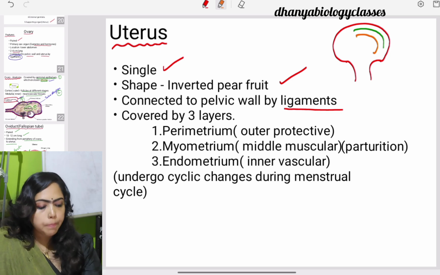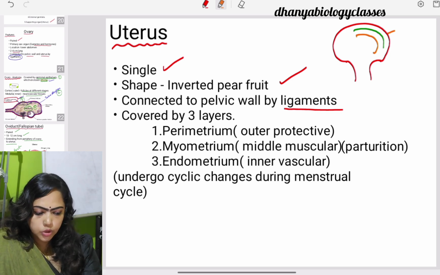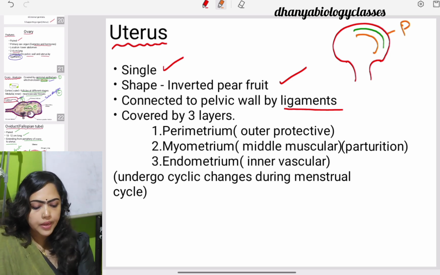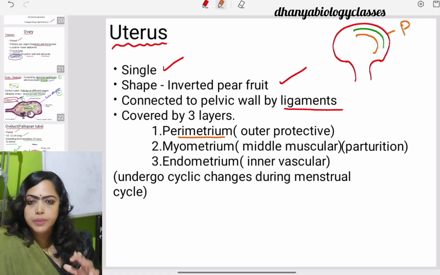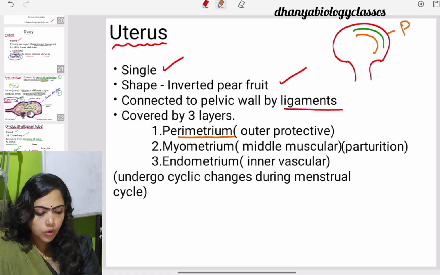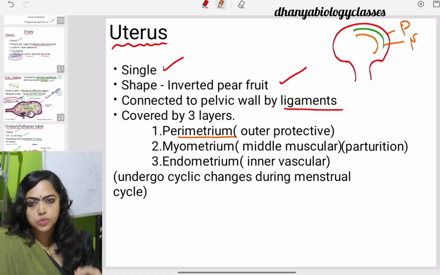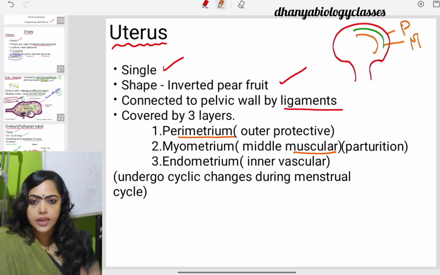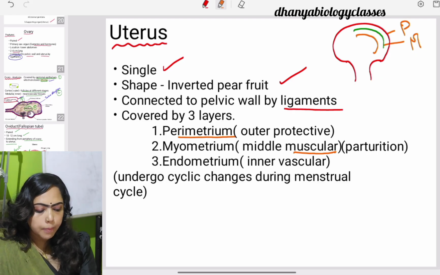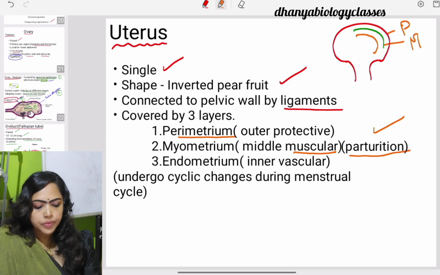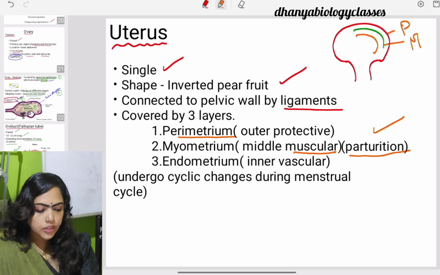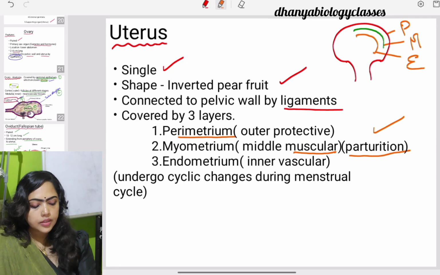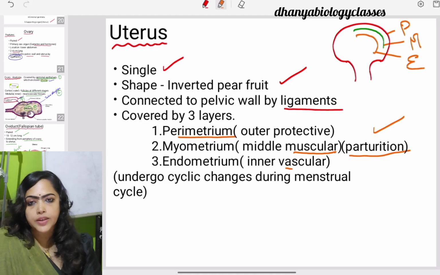The outer layer is called perimetrium. So this is the outermost protective layer, which is called as what? Perimetrium. And then the middle layer is present. That middle layer is called myometrium. The word myo means what? Muscles. Okay. So this is the muscular layer. This is the layer which is involved in which process? Parturition process. Okay. And then the innermost layer is called as what? Endometrium. And this is the vascular layer. That means vascular means what? It is supplied with blood vessels.